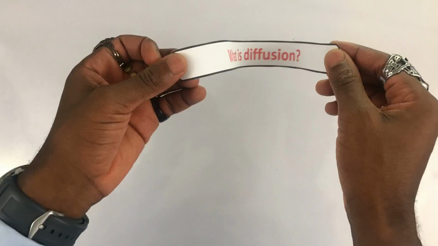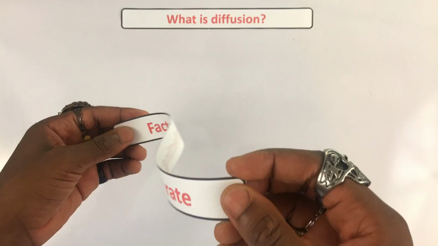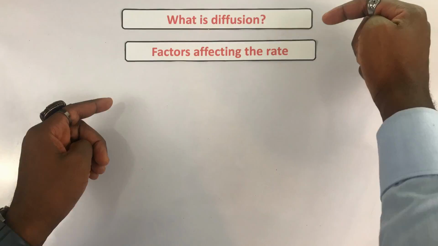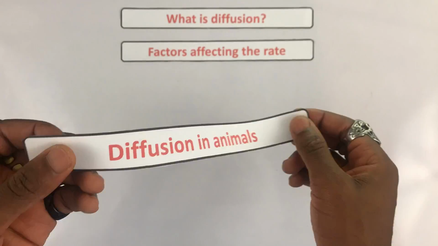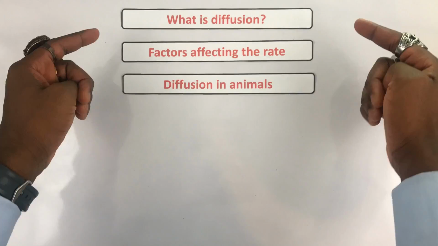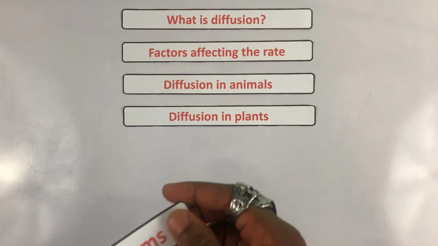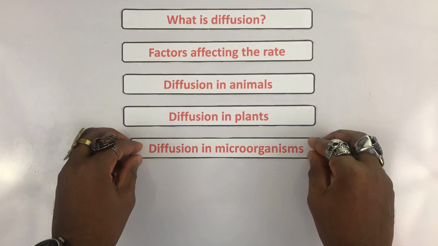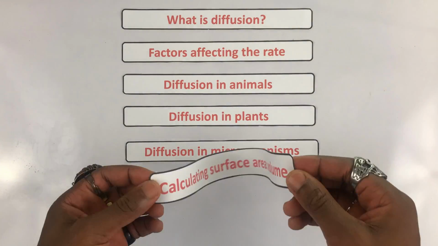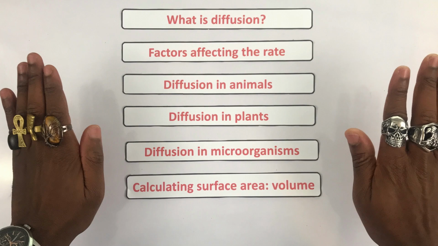Number 1, how diffusion works. Number 2, factors that affect the rate of diffusion. Number 3, diffusion in animals, we'll be looking at gills, lungs and intestine. Number 4, diffusion in plants, we'll be looking at roots and leaves. Number 5, diffusion in microorganisms, and finally number 6, how to calculate surface area to volume ratio.